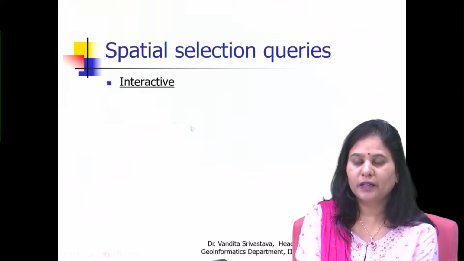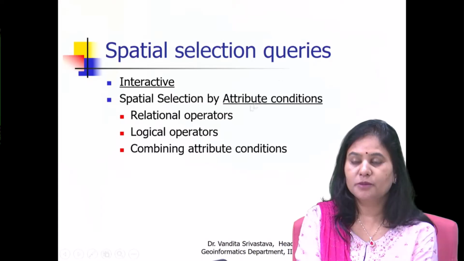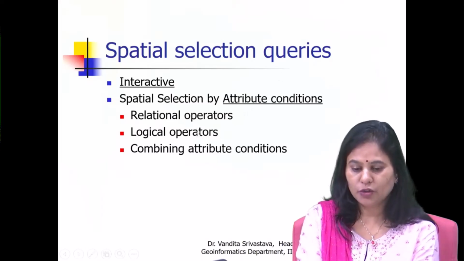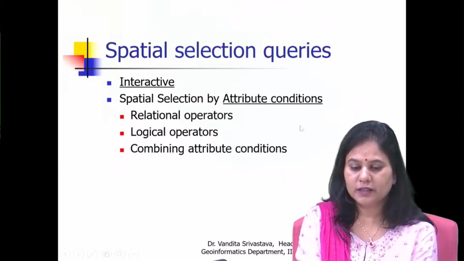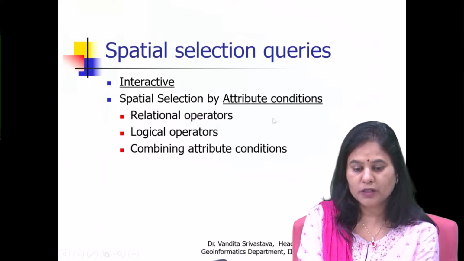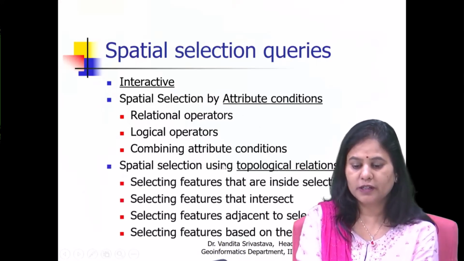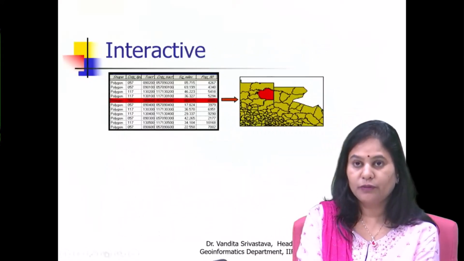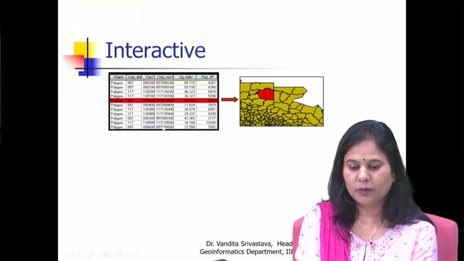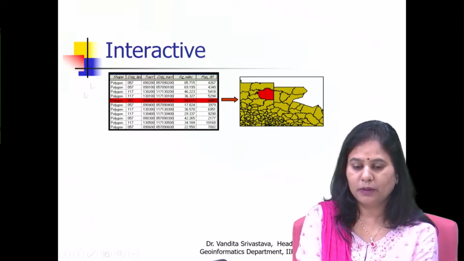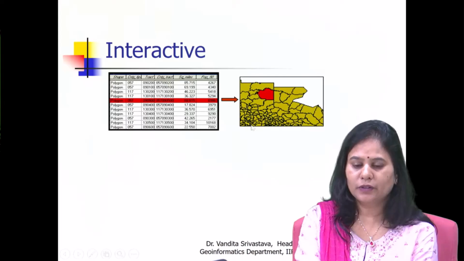You can do interactive selection, you can do selection by some attribute conditions using these operations which we discussed, by combining various operations, and also spatial selection using topological relationships. So I will show you these few operations of retrieval and selection one by one. So this is like interactive selection.